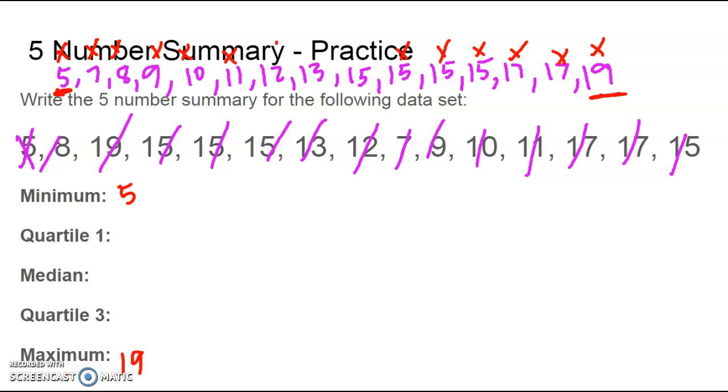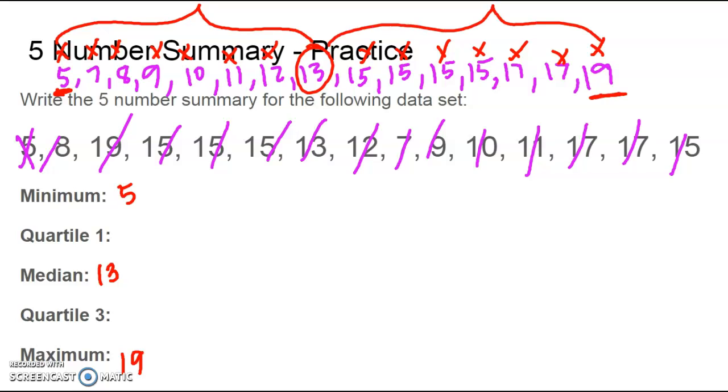I'm just crossing off these numbers until I get to my middle term, which is 13. So my median is 13. I was just double checking that correctly. So yes, our median is 13. Now we want to figure out our median of this half of the data and our median of this half of the data. So our lower half median is going to be quartile 1. Our upper half median will be quartile 3.